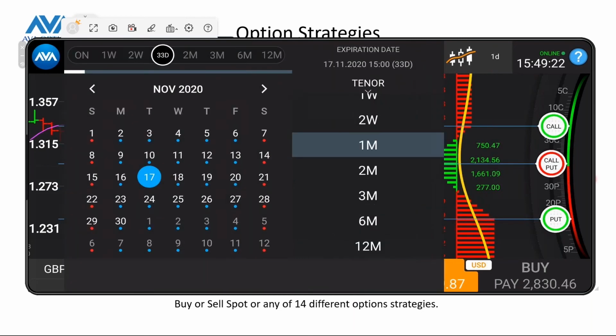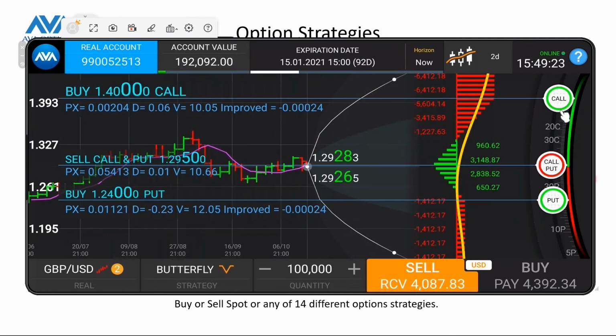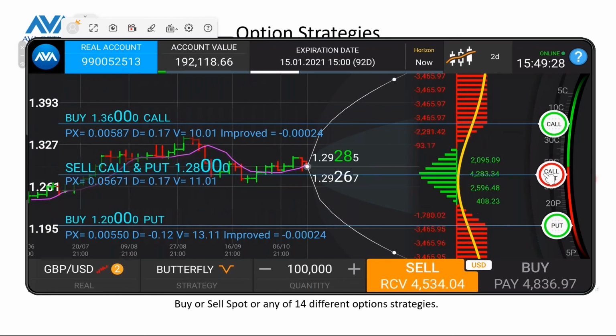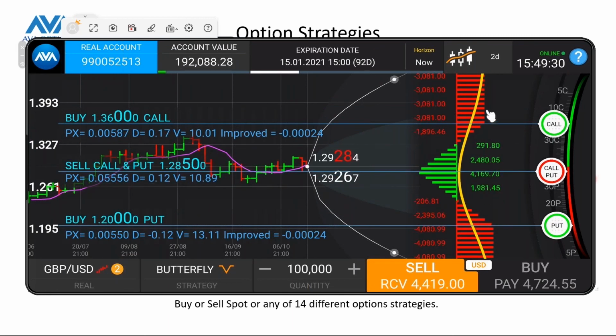I'm going to change this to 3 months. I'm going to buy some protection on the outside. So I'm selling the call and put in the middle, but I'm going to buy protection on the outside. I'm not willing to take unlimited risk. Now, this doesn't look like a great strategy. I don't like the relationship between the red and the green. I think this is just costing too much.